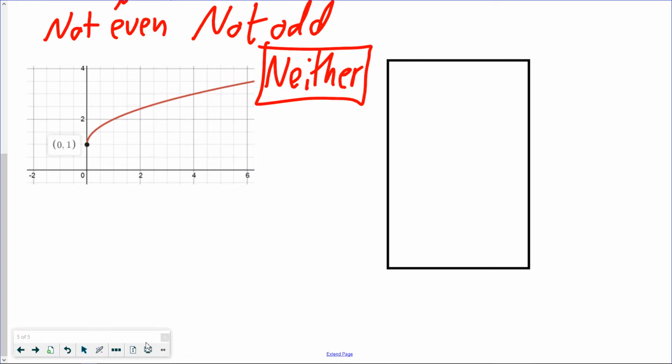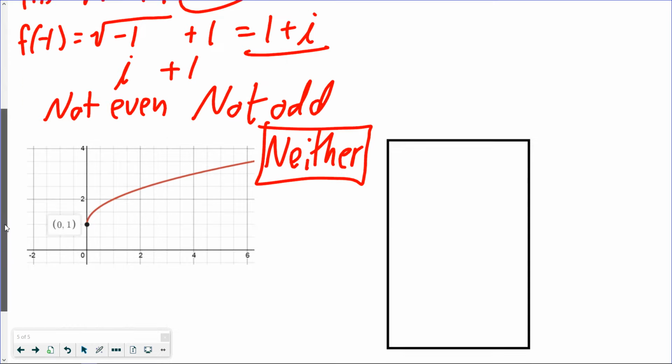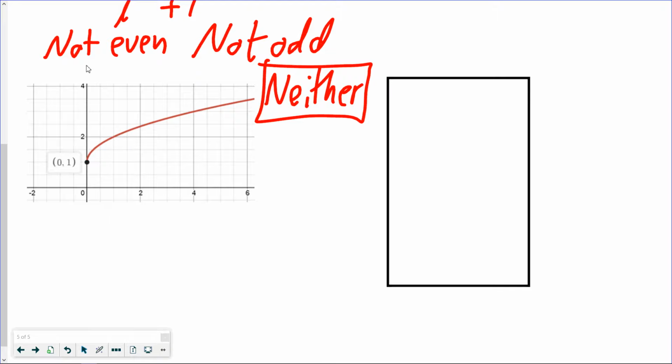If it were going to be even, remember, it would need to be mirrored across the y-axis. So if I draw my y-axis, this side over here doesn't match this side over here. They're not mirrors of each other. If I flip this across my y-axis, it should look like that, but this isn't over here. So because when we mirror it, it doesn't land on top of itself, you can tell it's neither by looking at the graph.